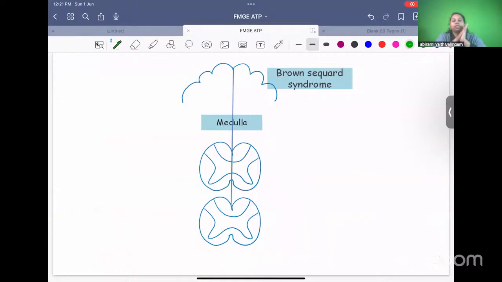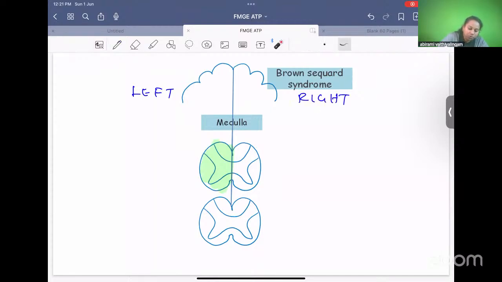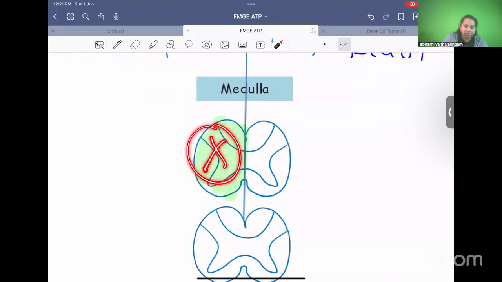Now we have finished the sensory nervous system and motor nervous system. So we can go forward to Brown-Sequard syndrome. What is Brown-Sequard syndrome? Hemisection of the cord is called Brown-Sequard syndrome. One half of the spinal cord has been damaged. For example, let's say the left half of the spinal cord has been damaged.